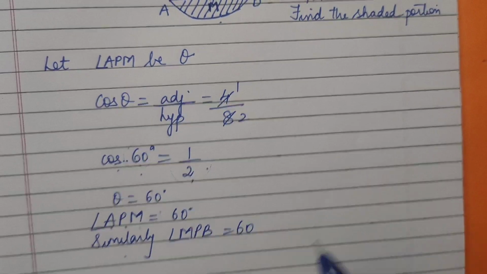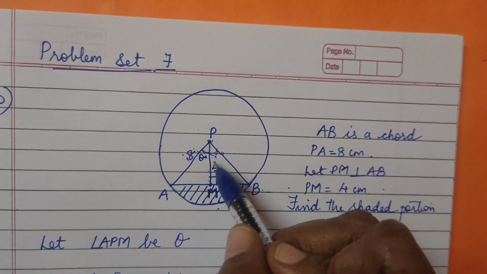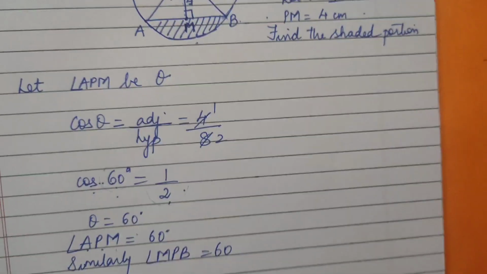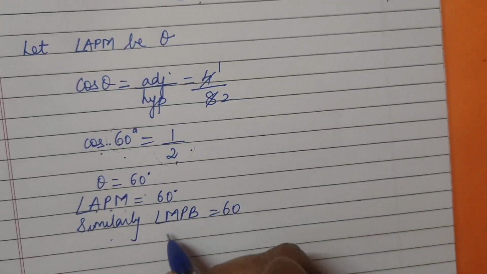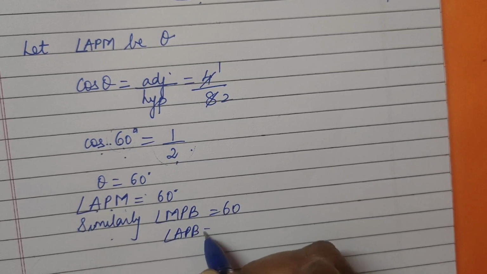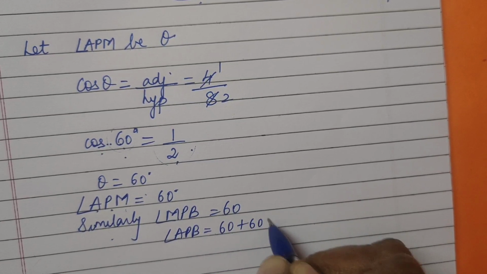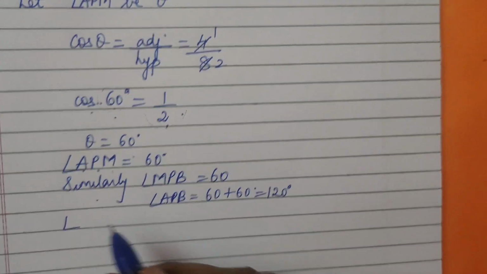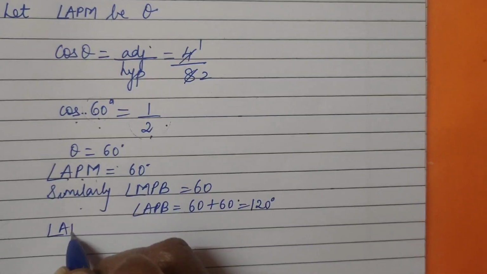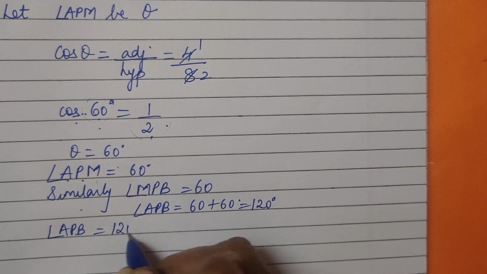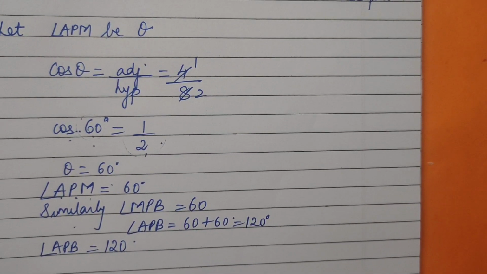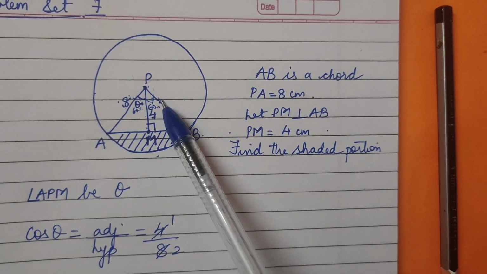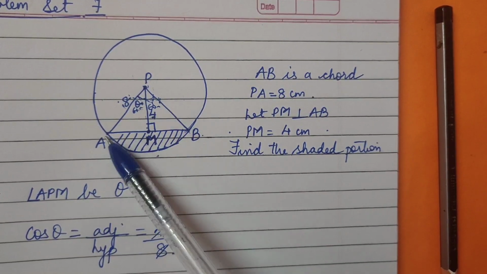Okay, now what will be APB? This is also 60, this is also 60. 60 plus 60, how much? 120 degree. So we will write angle APB equals 60 plus 60 equals 120 degree. So we got APB as 120 degree. So now can we proceed with the area of a sector here? Can we find the area of this sector here?